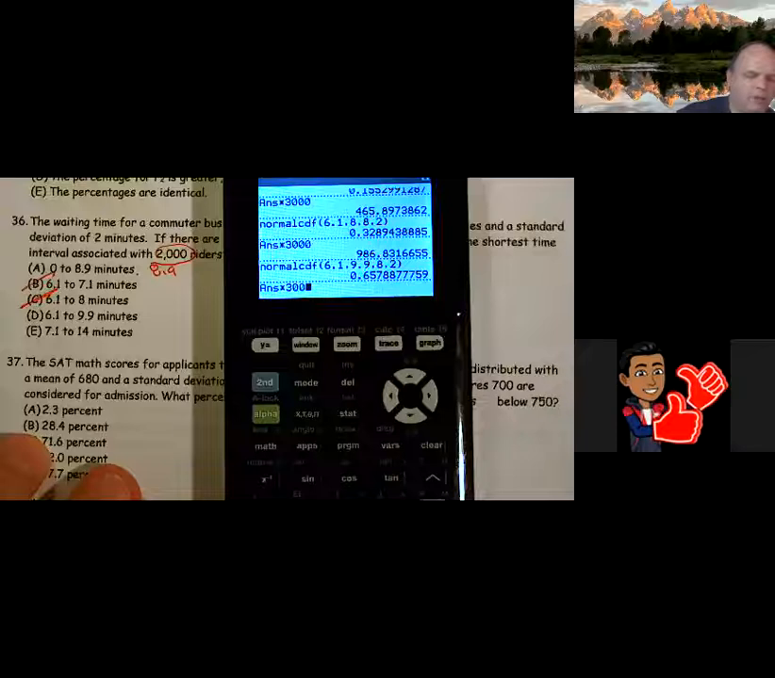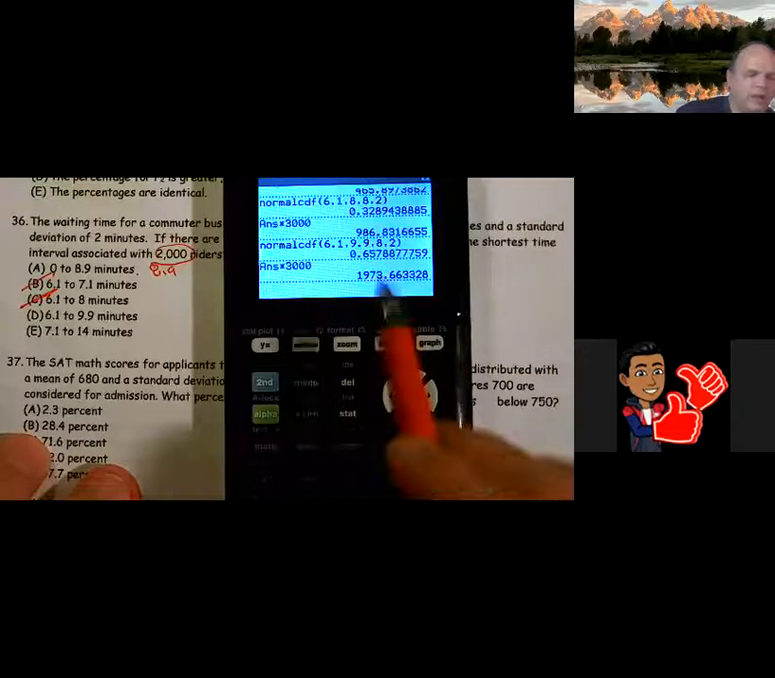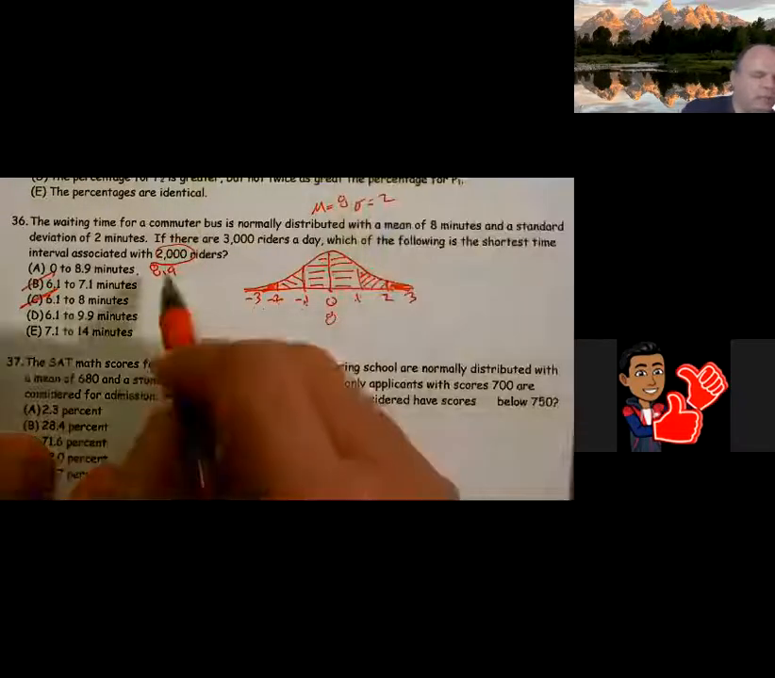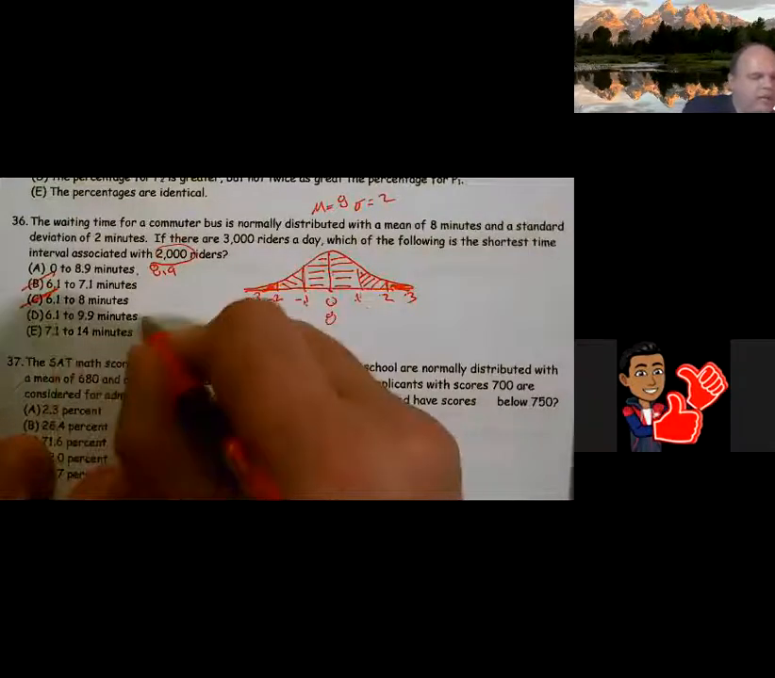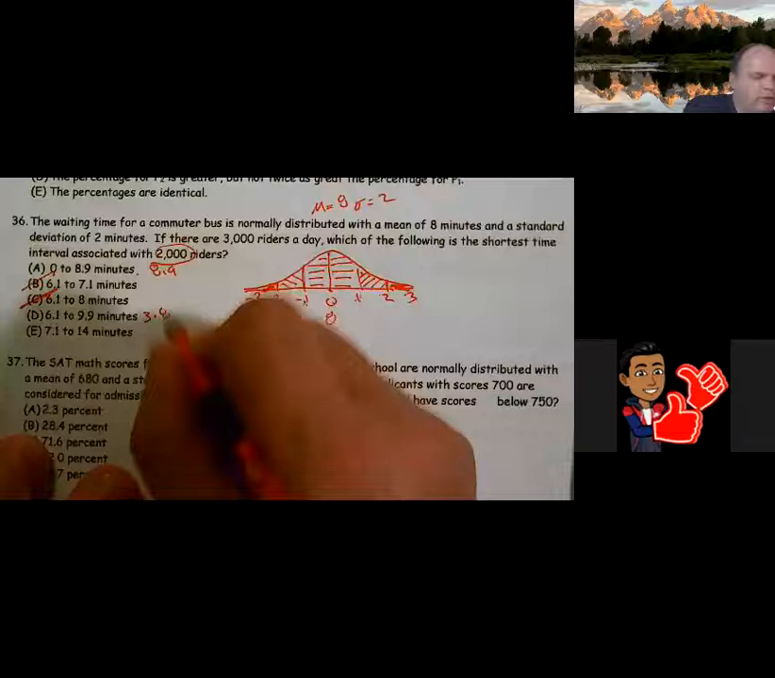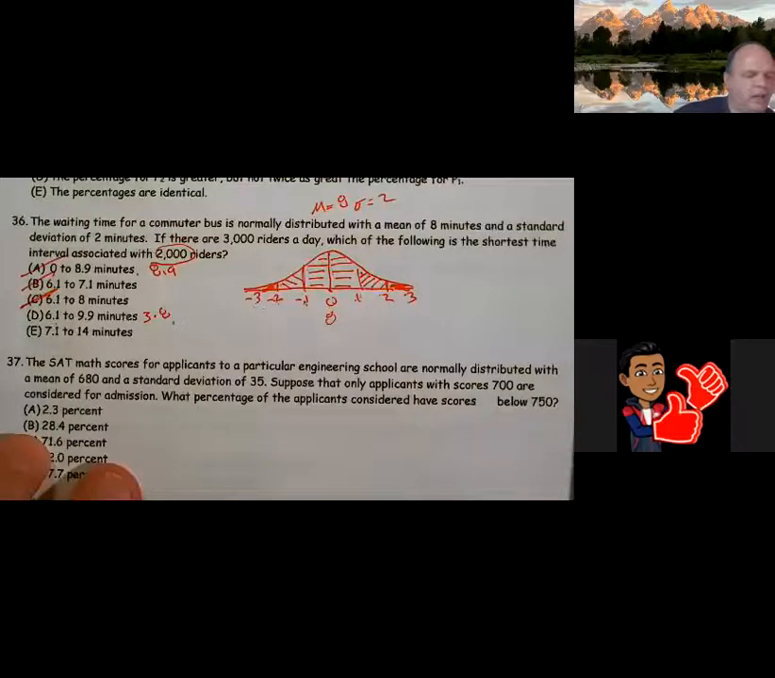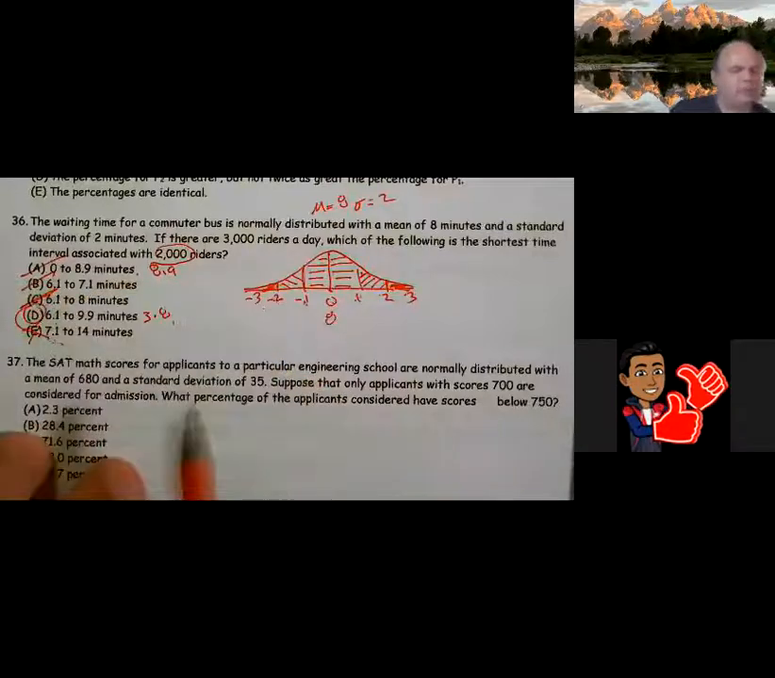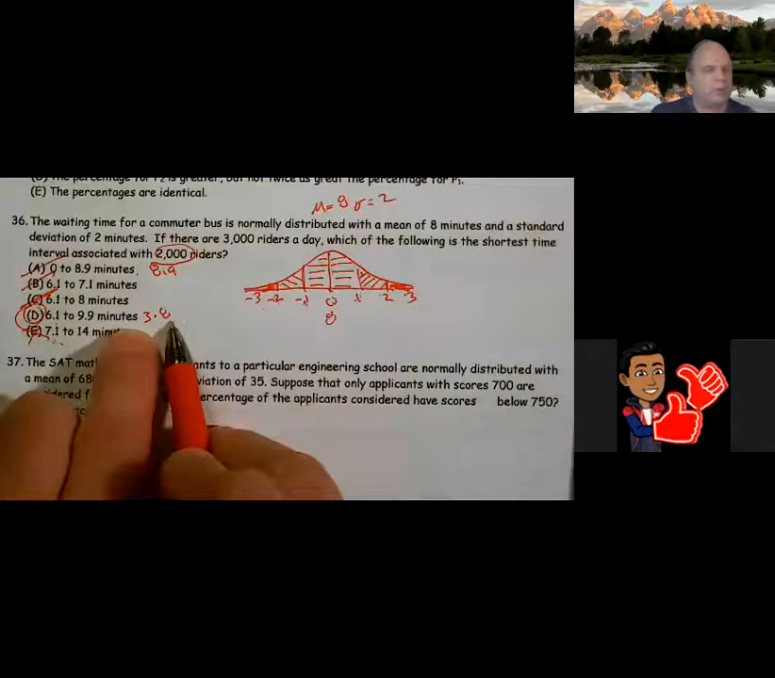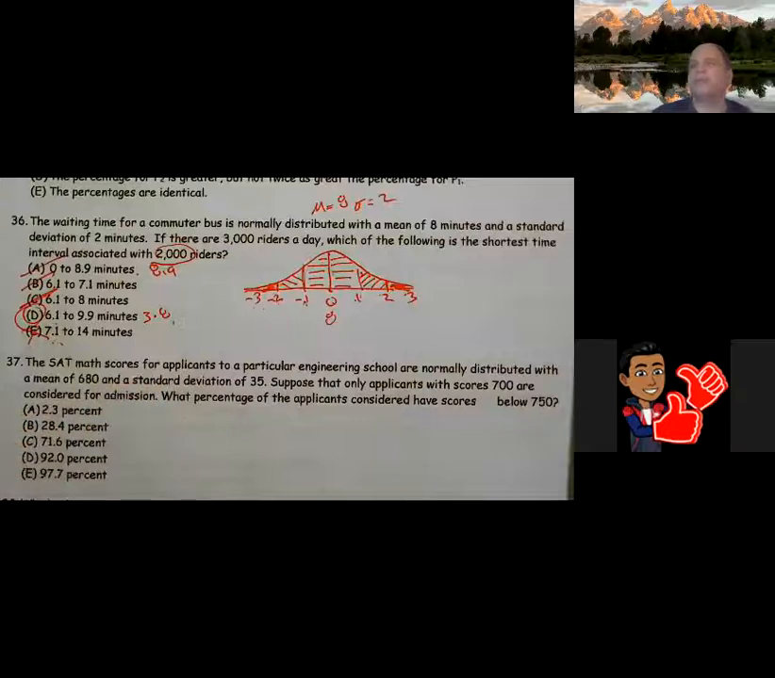Times 3,000. 1973, again, that's pretty close, but now look at our spread. Our spread is 3.8. That's closer, so that gets rid of A. This one has a much larger spread. It's at 7, so this is gone. So my best answer is D. It has the narrowest spread, it's the narrowest interval, and it has about 2,000 writers.